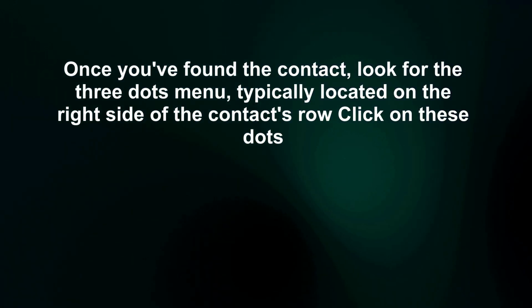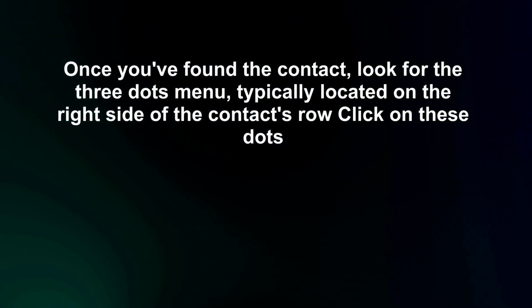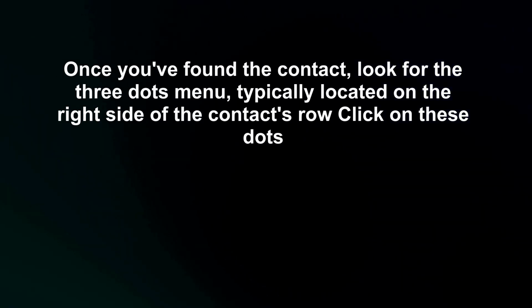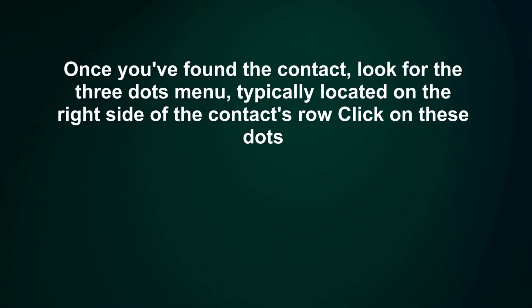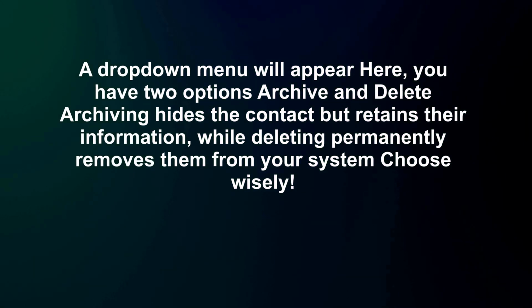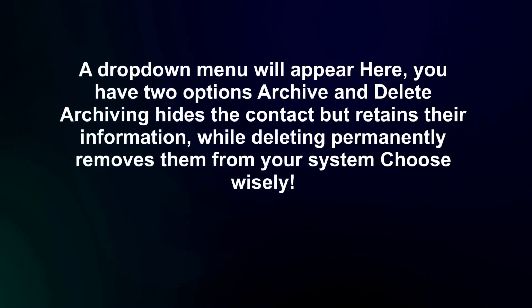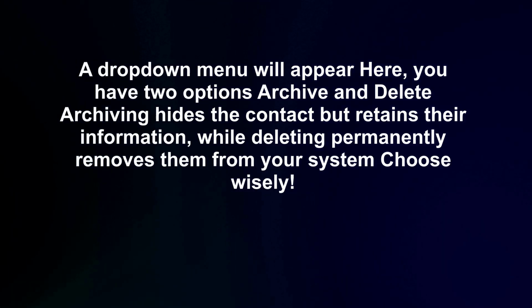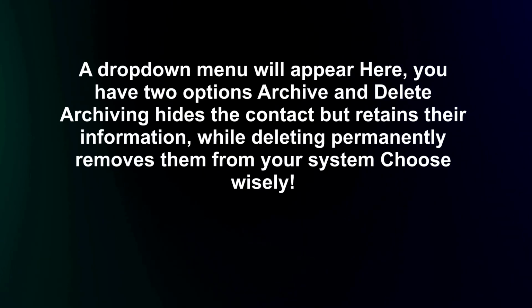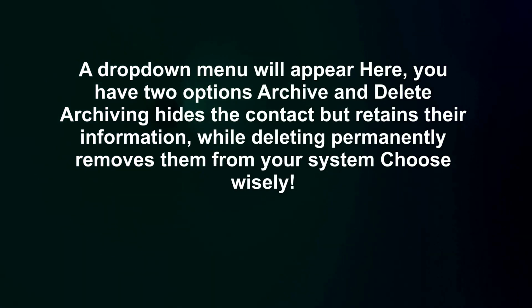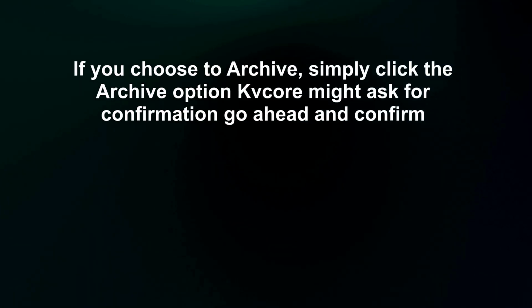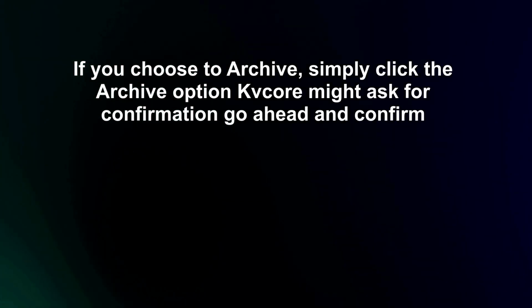Once you've found the contact, look for the three dots menu, typically located on the right side of the contact's row. Click on these dots. A drop-down menu will appear. Here you have two options: archive and delete. Archiving hides the contact but retains their information, while deleting permanently removes them from your system. Choose wisely.